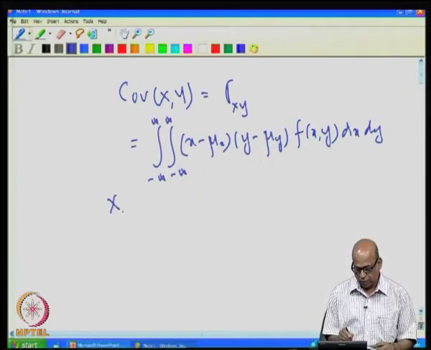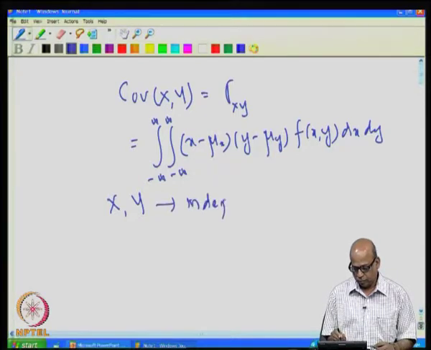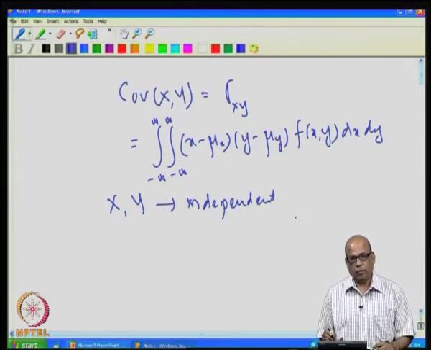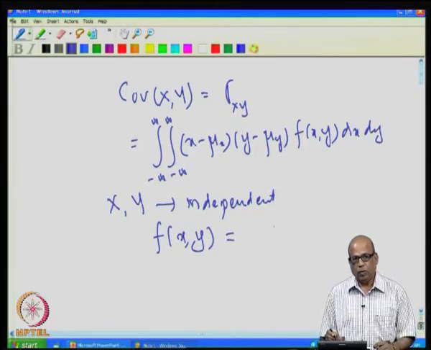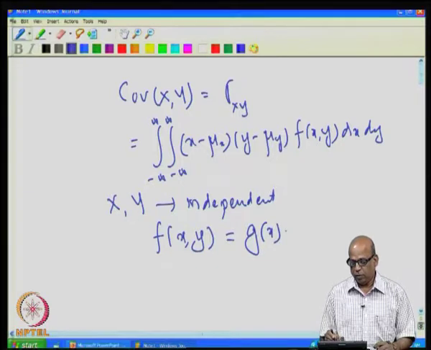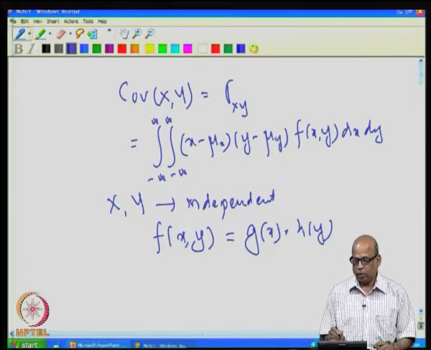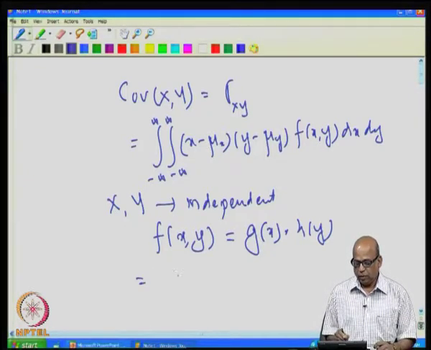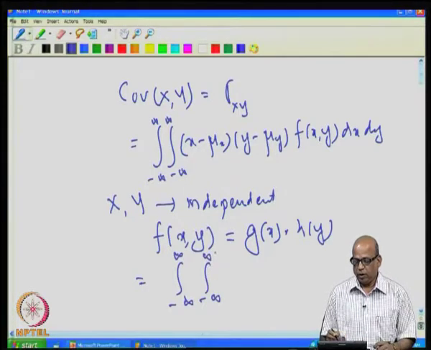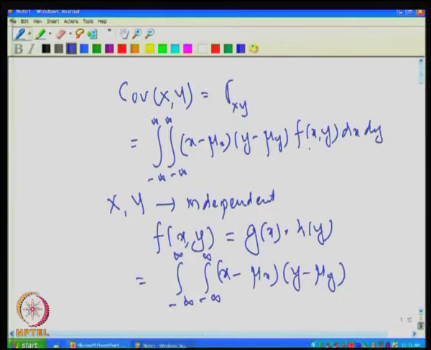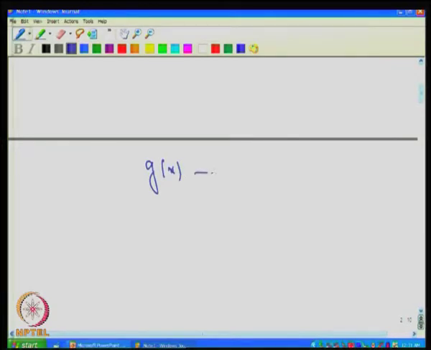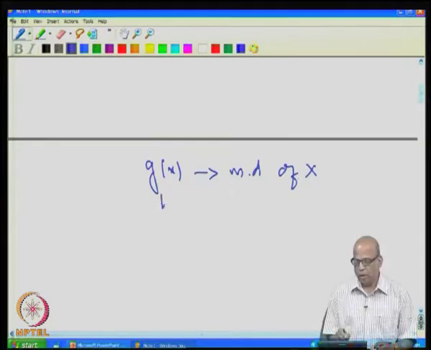Now, if x and y are independent random variables, what is the property of stochastic independence? Recall that when x and y are independent, your joint density function f of x y will be equal to the product of the marginal density functions, that is g of x into h of y. So, we use this result and write f of x y is equal to g of x into h of y in this expression. So, what do we write? This will be the double integral from minus infinity to plus infinity, x minus mu x we will keep as it is, y minus mu y we will keep as it is, and in place of f of x y I will write g of x into h of y, where g of x is the marginal density of x and h of y is the marginal density of y.